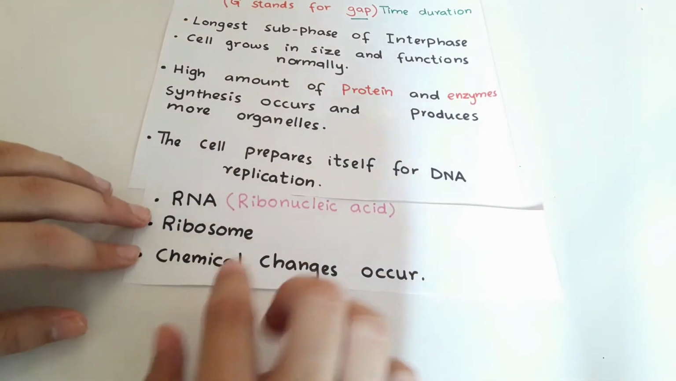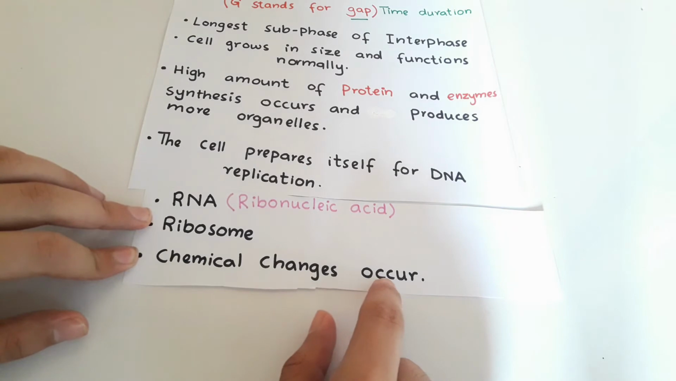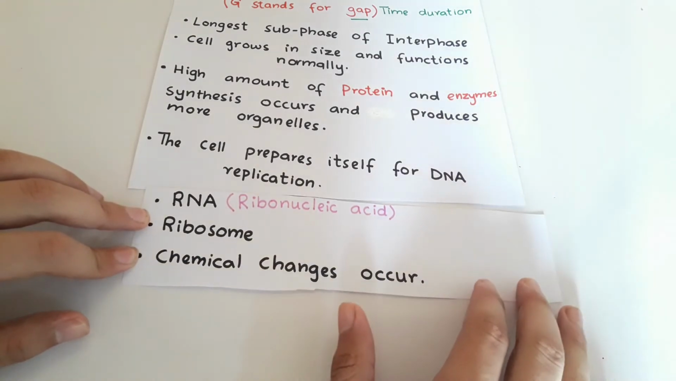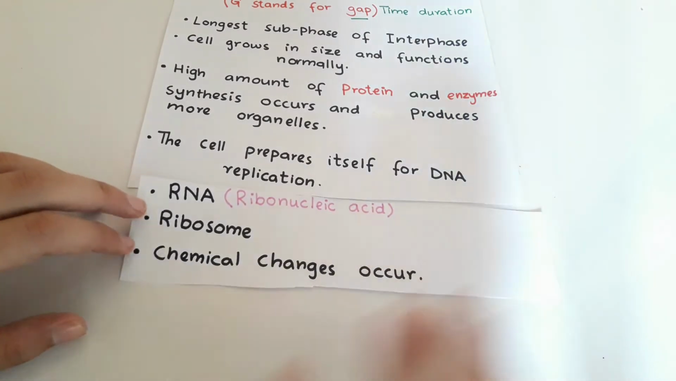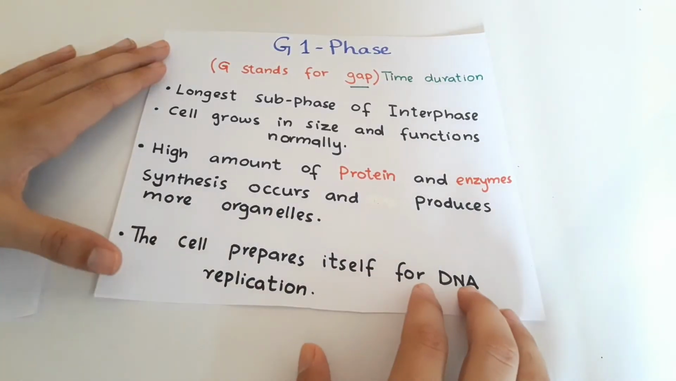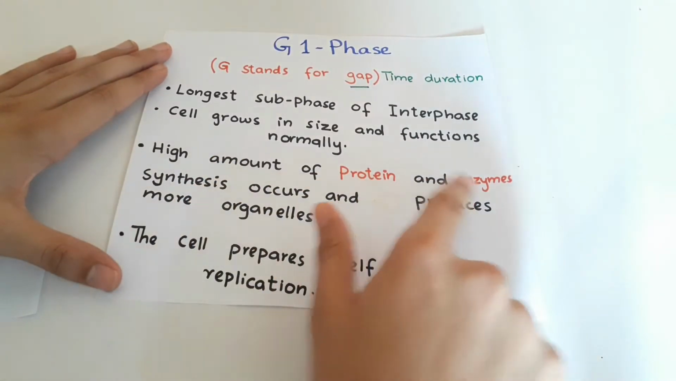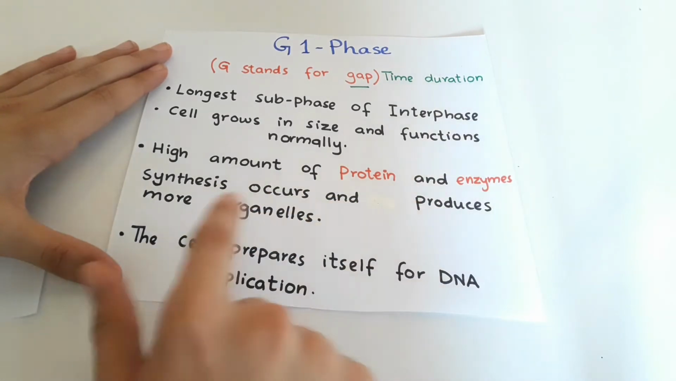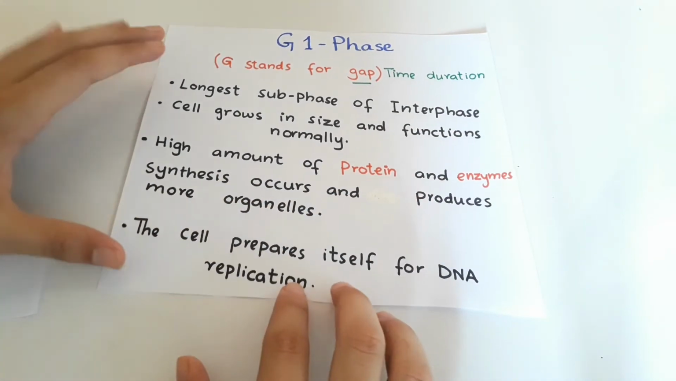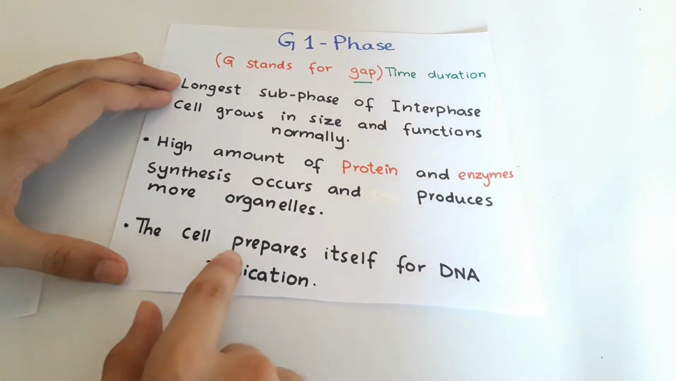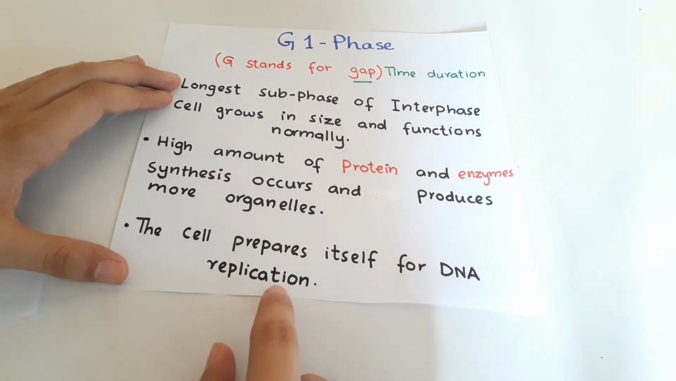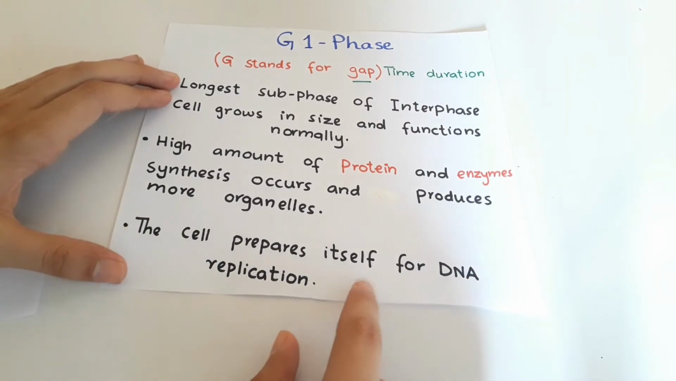ribosomes, RNA, and chemical changes occur, in which the cells grow in size, to about double their size. In this phase, the cell grows in size, and a high amount of protein and enzyme synthesis occurs and produces more organelles. In this phase, the cell prepares itself for DNA replication by creating ATP.